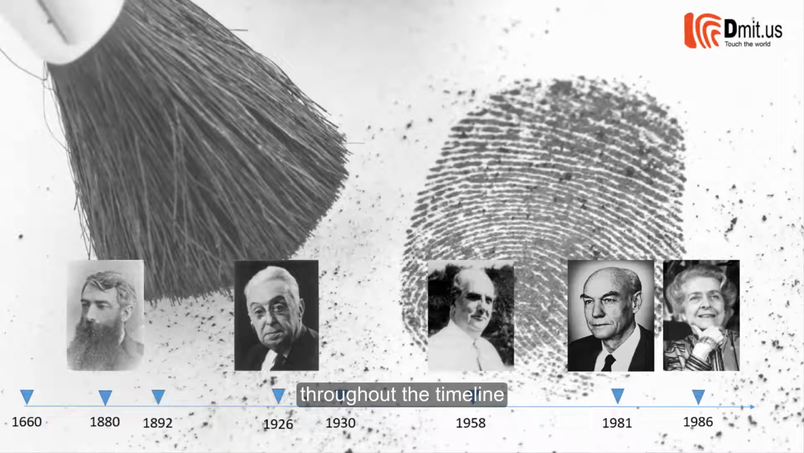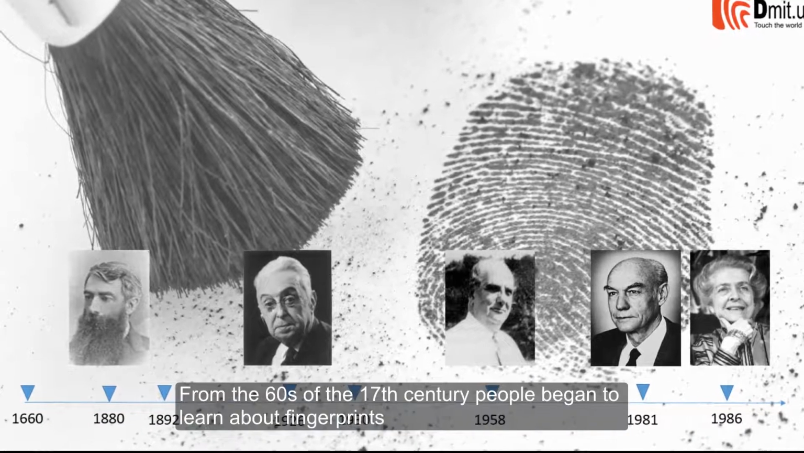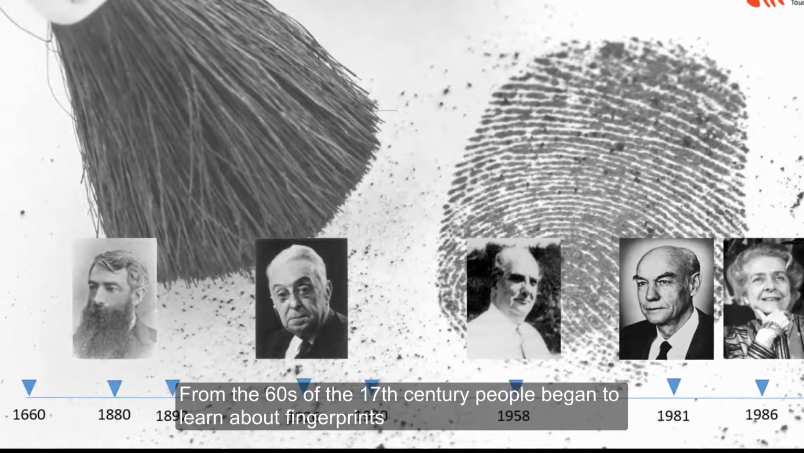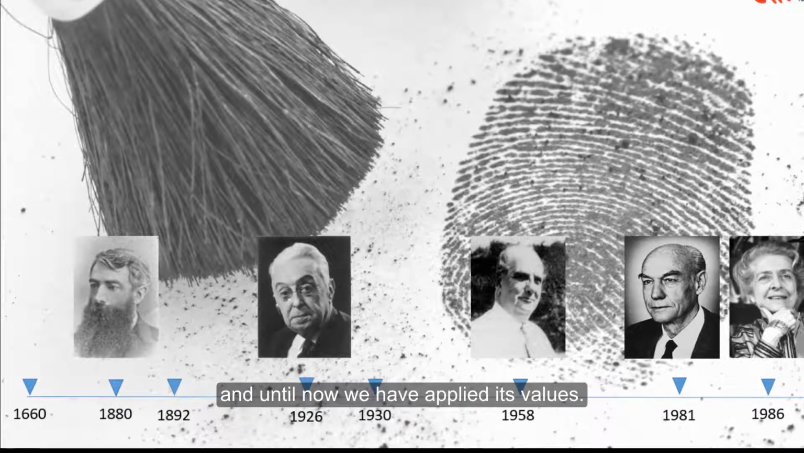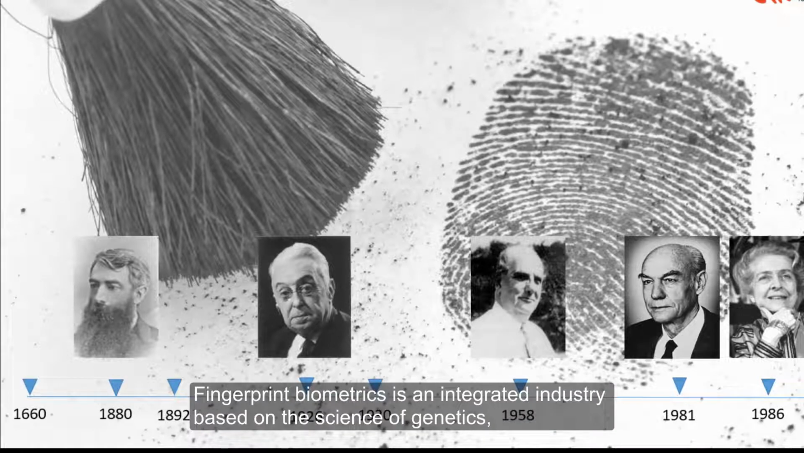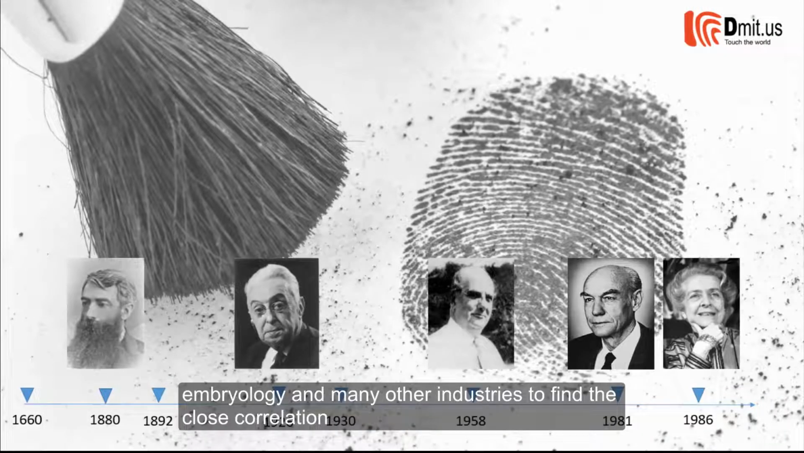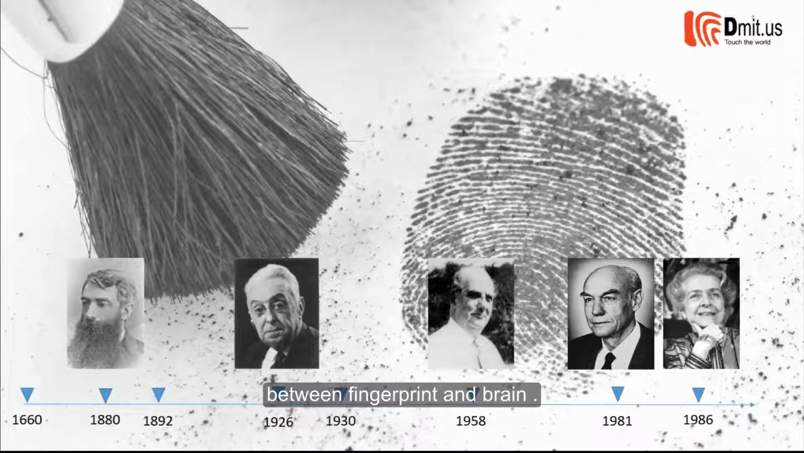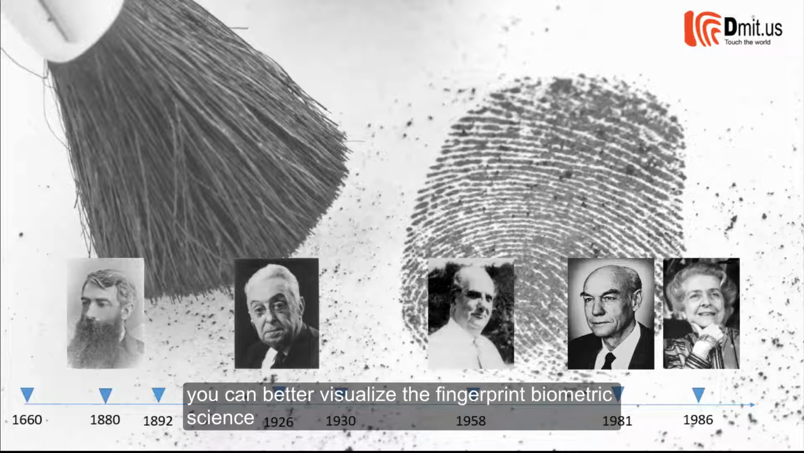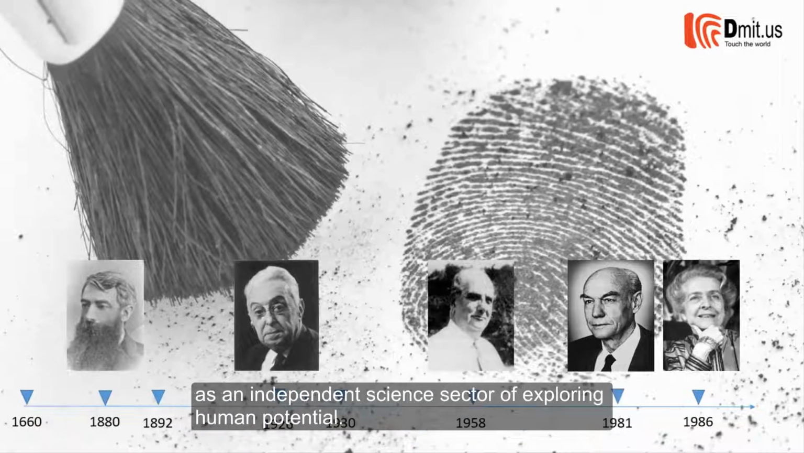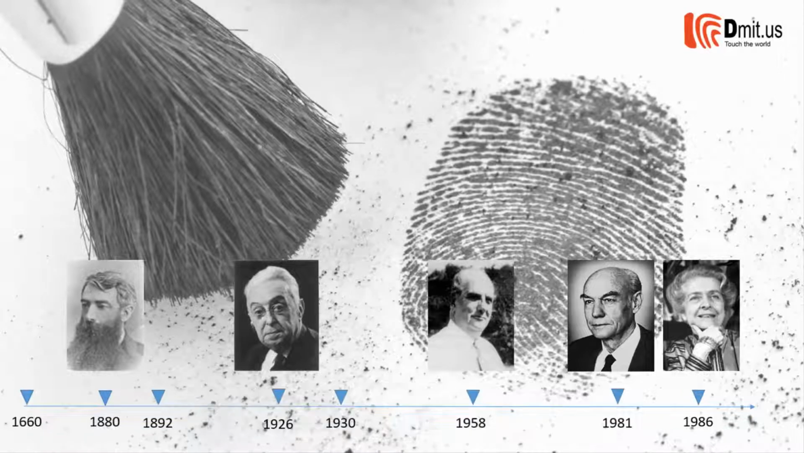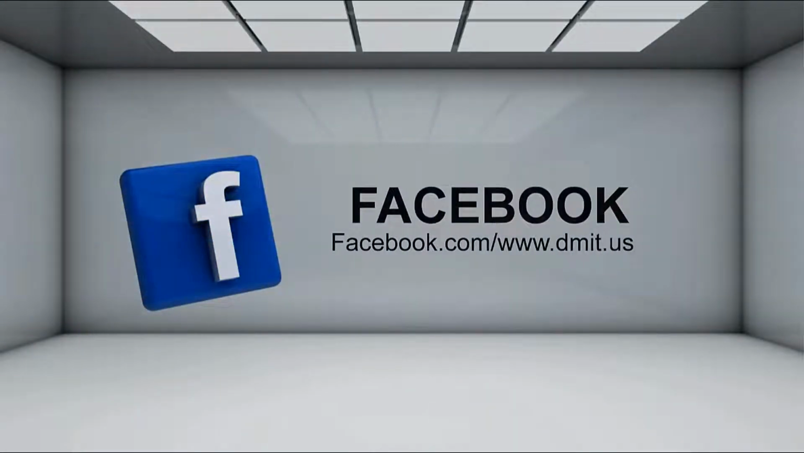Indeed, throughout the timeline we can realize that the history of fingerprinting has been around for a long time. From the 1660s people began to learn about fingerprints, and until now we have applied its values. Fingerprint biometrics is an integrated industry based on the science of genetics, neurology, embryology and many other fields to find the close correlation between fingerprints and the brain. Hopefully, with the recent scientific research, you can better visualize fingerprint biometrics as an independent science sector of exploring human potential.